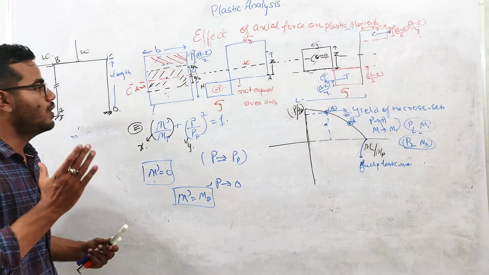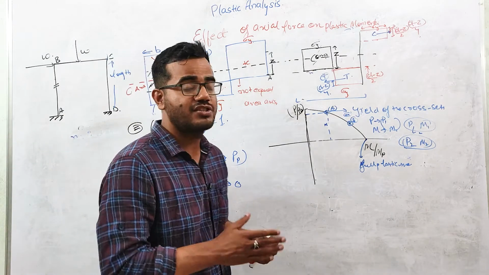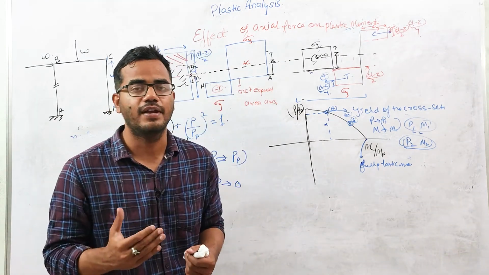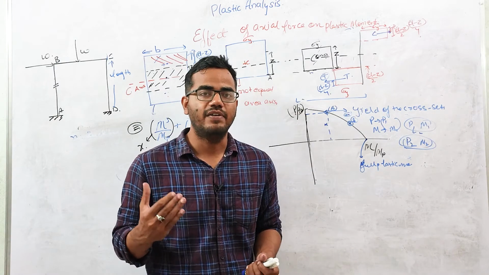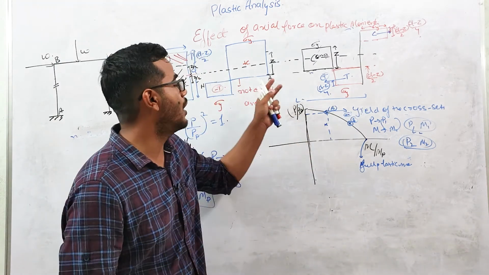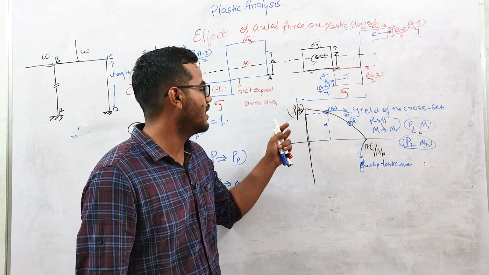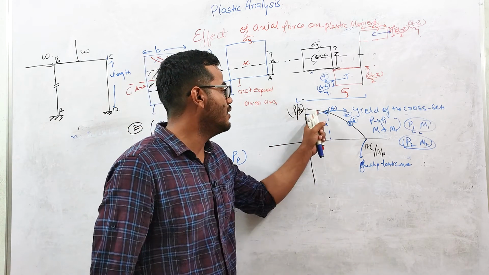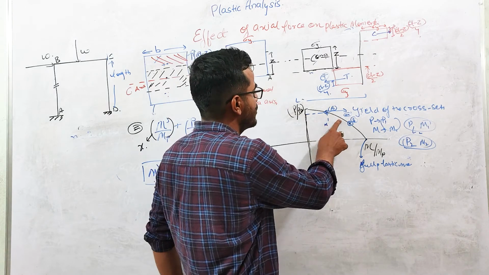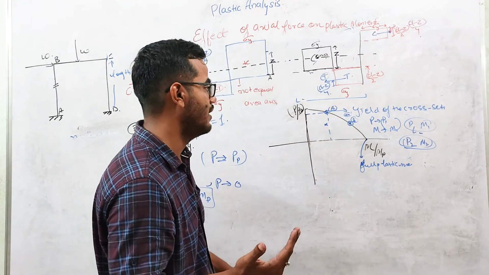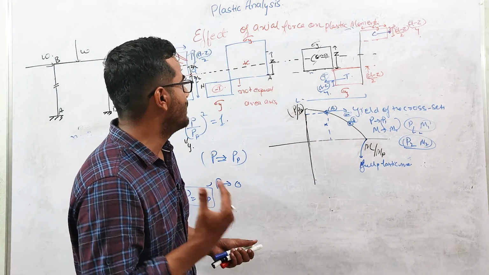Okay guys, if you have any doubt regarding this lecture, this is a very important thing, you need to understand it very carefully. How we are getting this stress diagram is the most important thing. And again this interaction curve: if any point lies on this interaction curve, what is it showing basically? I think I made my point clear.